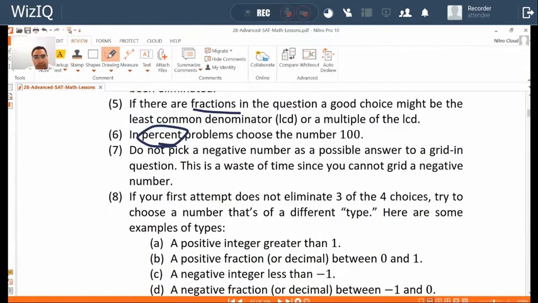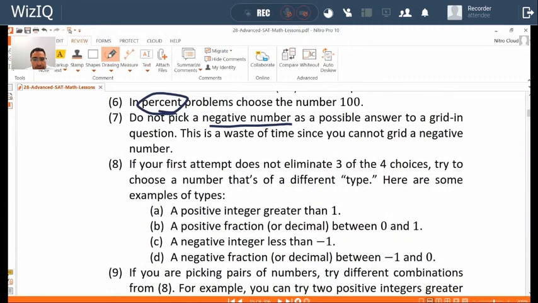Perfect. So in percent problems, because percent means every 100, you choose the number 100. Again, you shouldn't pick a negative number like -3 or -4 as a possible answer to a grid-in question, right? Are you familiar with the grid-ins? It was already a placement test. So you cannot grid a negative number. So if you have a grid-in question, then you cannot pick a negative number.